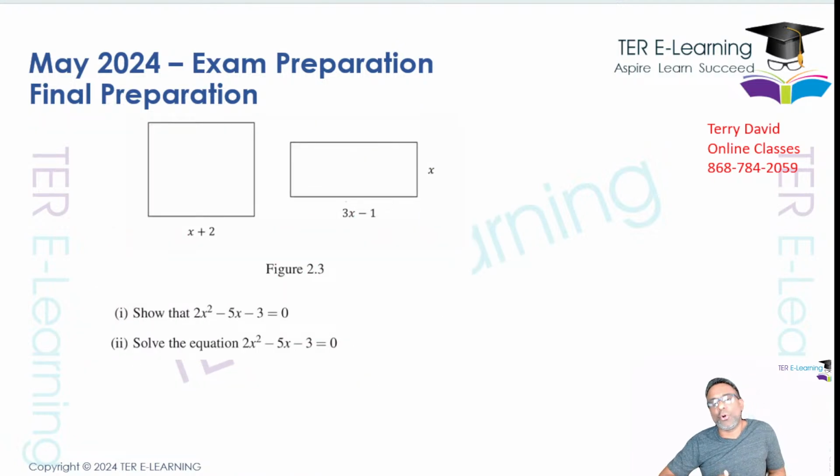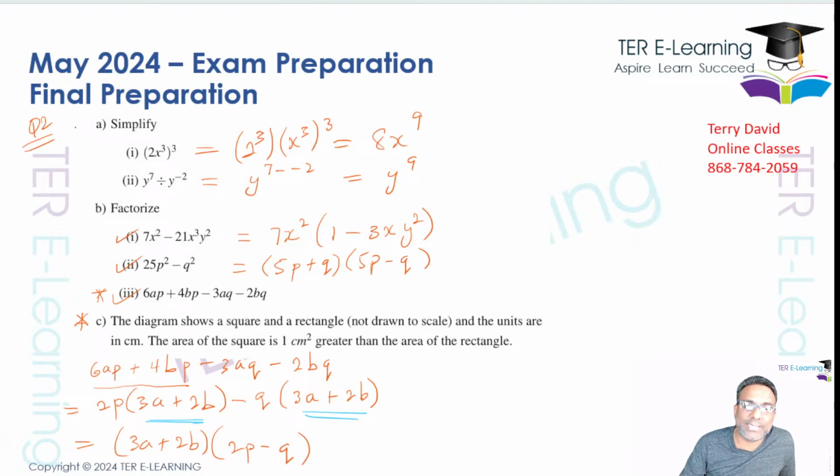So we have a square and we have a rectangle, right? And they gave us the dimensions of the square as x plus 2, that's one side. In the rectangle, we have 3x minus 1 and we have x, right? Now, if we read the question here, the question says that the area of the square is 1 cm greater than the area of the rectangle, right?